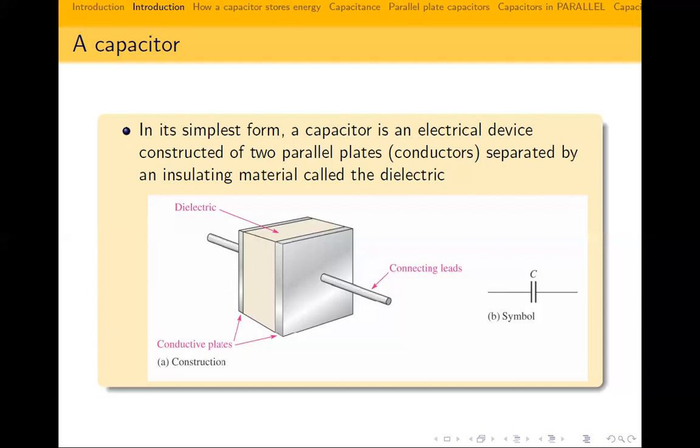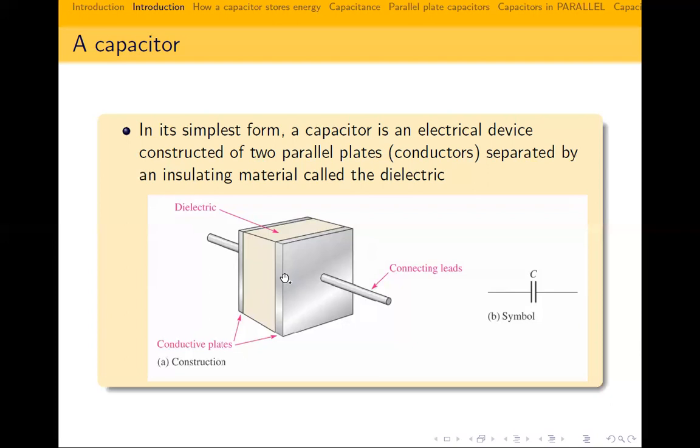So this diagram you're seeing here is what we are talking about. On one side you have a metal plate or a conducting plate. On the opposite side, you also have another conducting plate or metal. In between the two metals, you have a material that is an insulator, which is referred to as a dielectric. The material between two parallel plates is referred to as the dielectric. So the three parts form what we call a parallel plate capacitor.